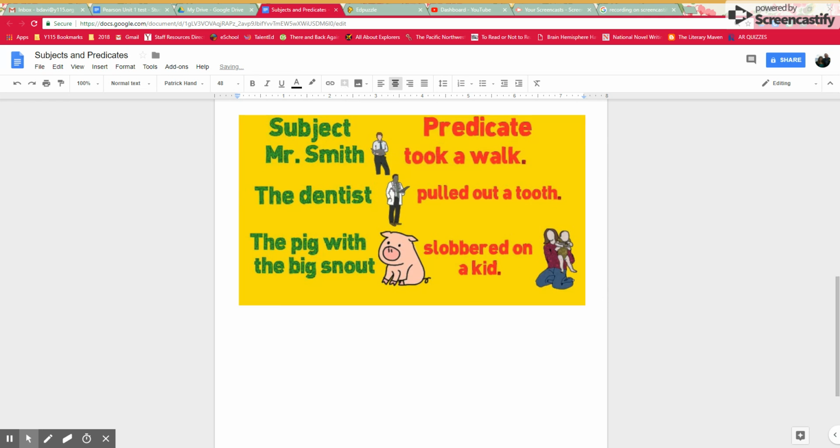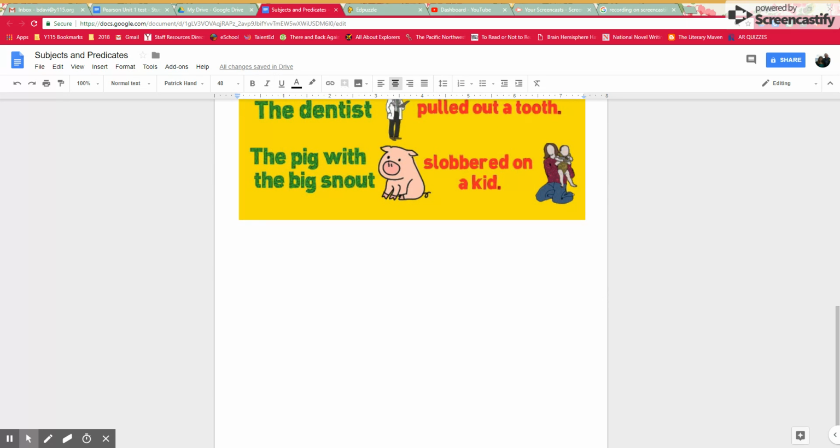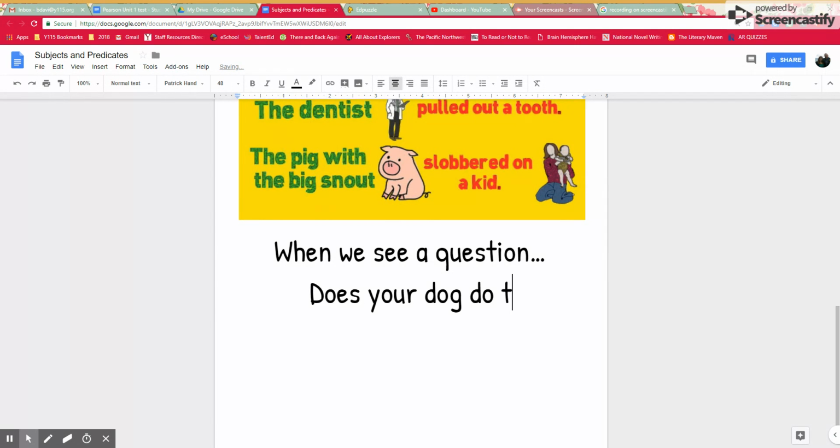We can sometimes, though, have questions. So if we have a question, that might look a little different when finding the subject and the predicate. So here's an example. I'm going to show you how we find the subject and predicate in a question. Here's our example sentence. I'm going to ask you guys, does your dog do tricks? It's really hard to figure out what our subject is. What we're going to do is change this into a statement. Right now we have a question.